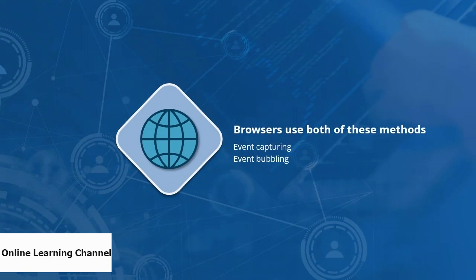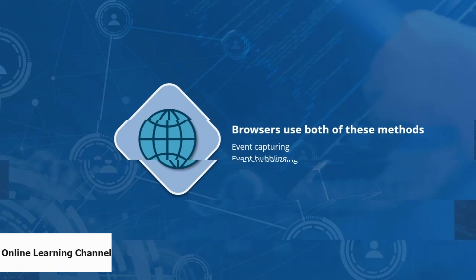So, which one of these phases do browsers actually use? The answer is both. Browsers use both of these methods for event propagation, event capturing as well as event bubbling. So, for every event that occurs at a particular node or a particular element in your DOM hierarchy, it's propagated upwards as well as downwards.